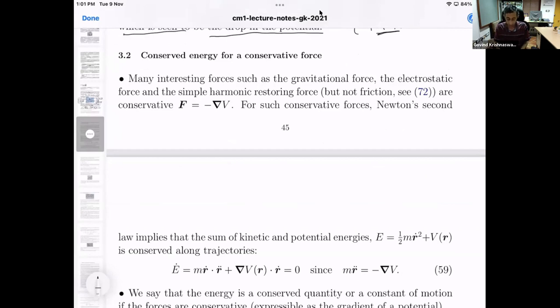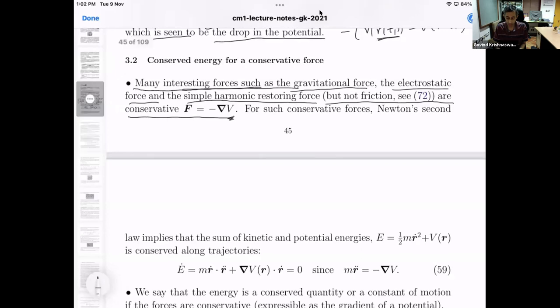Now, first of all, the fact of the matter is that many interesting forces, such as the gravitational force, the electrostatic force, the simple harmonic restoring force of a spring, etc. But not all. There are many forces which are not of this sort. Friction being a prime example, or viscous forces, they are not of this sort. So many interesting forces are conservative. Namely, it is possible to find a potential function V such that the force field can be expressed as a gradient. So now we restrict ourselves to such forces for the current discussion.